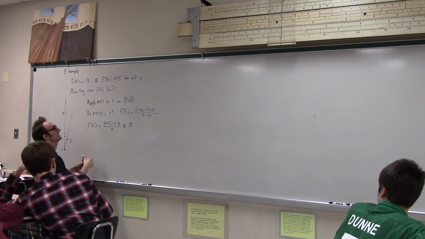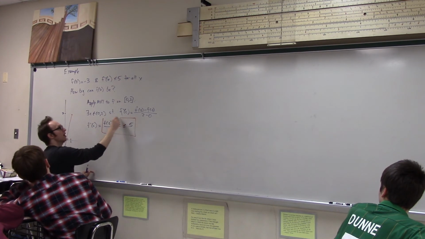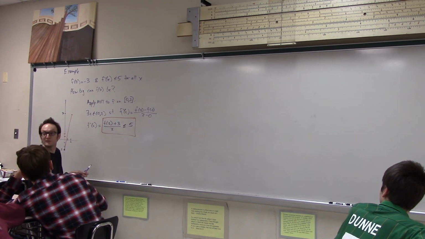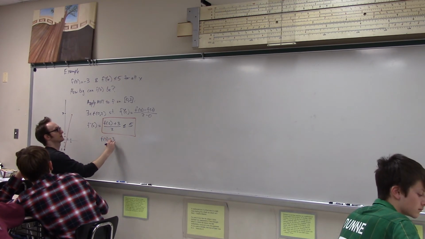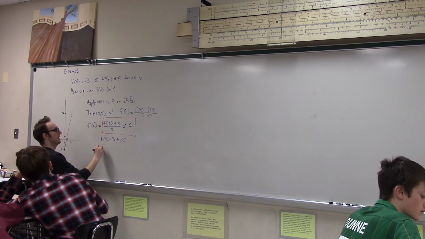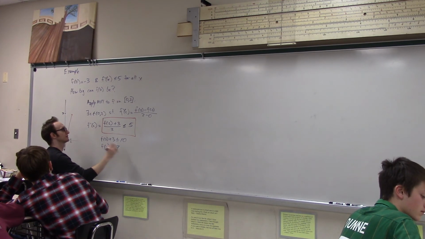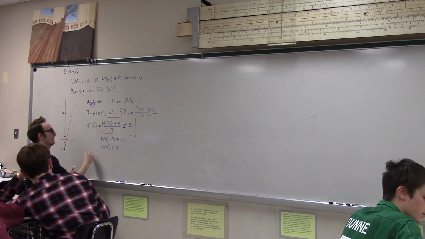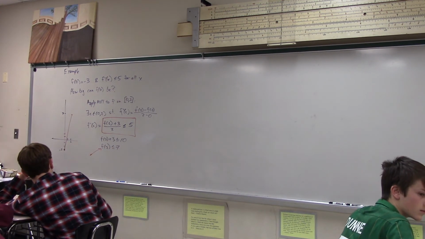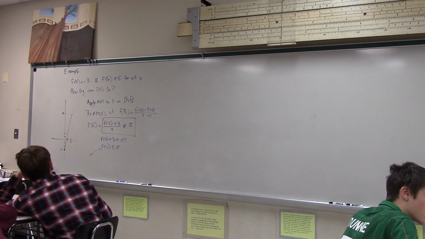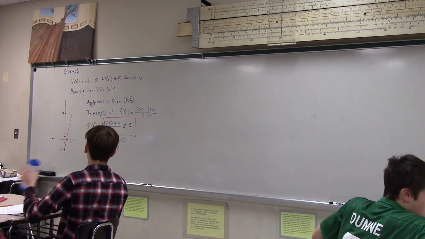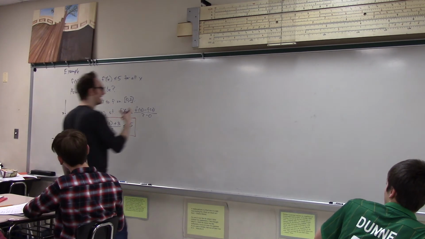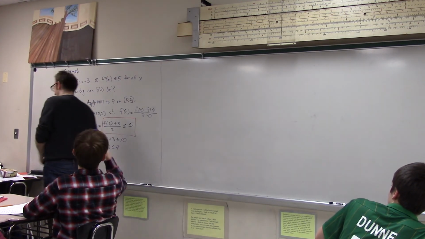And now suddenly I find myself in possession of some information about f of 2. If I multiply both sides by 2, I get that f of 2 plus 3 is less than or equal to 10, and so f of 2 must be less than or equal to 7. I just provided a rigorous proof of the fact that this function can be at most 7 since the derivative is growing at rate 5. Cool? Cool.